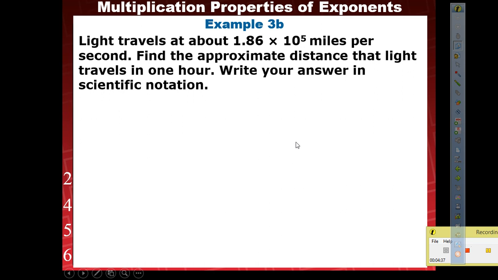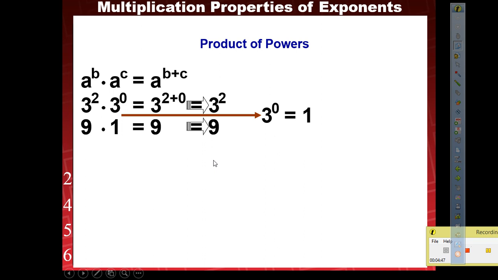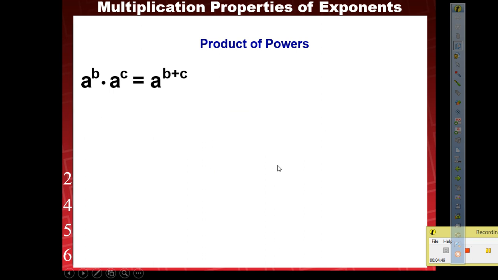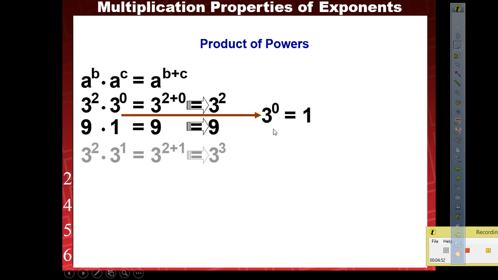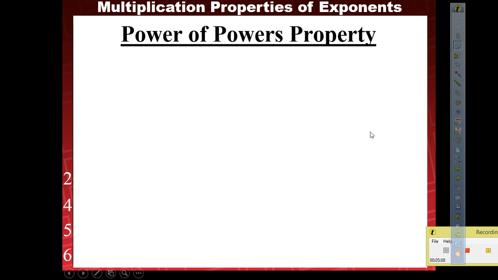But where I want us to get to, yesterday I got to these. I showed you if 3 to the 0 is 1, and I continue doing that for other numbers, then we conclude that any number to the 0 exponent is 1. Remember that? And then the same thing here. If 3 to the first became 3, then any number to the first exponent is the number itself. If I continue using different numbers. So write this down: power of powers property.